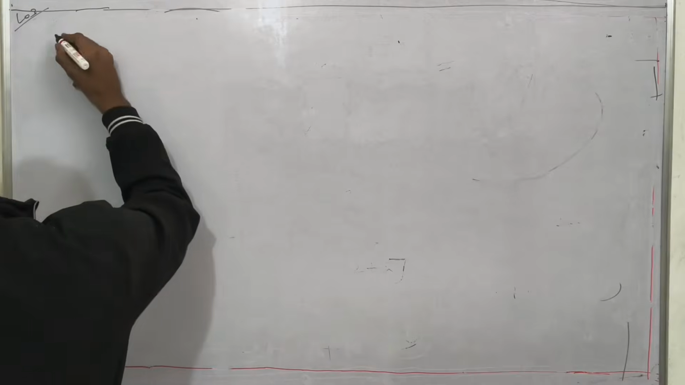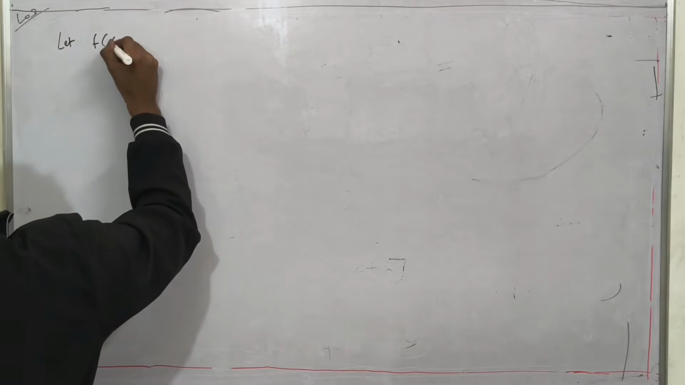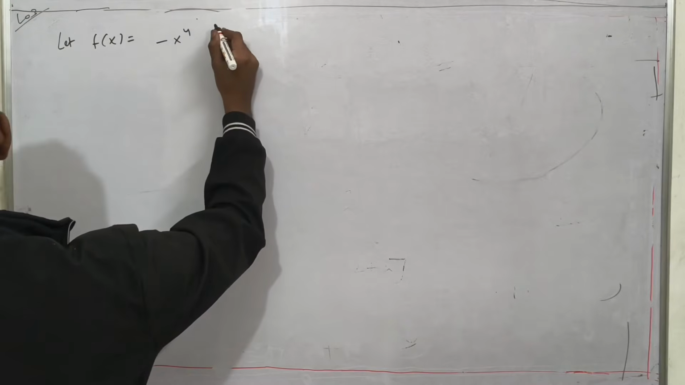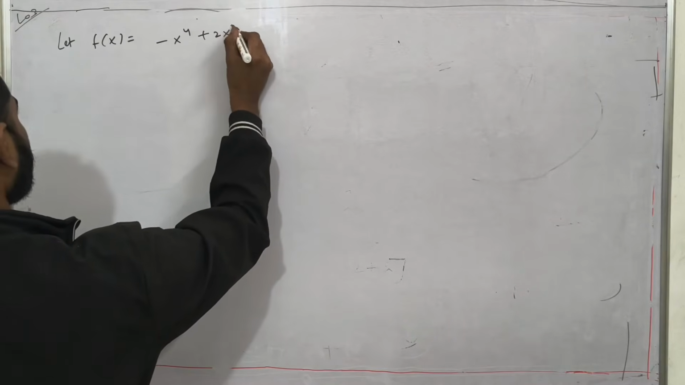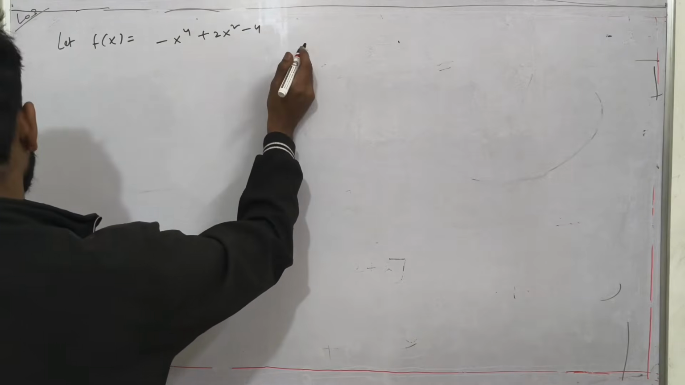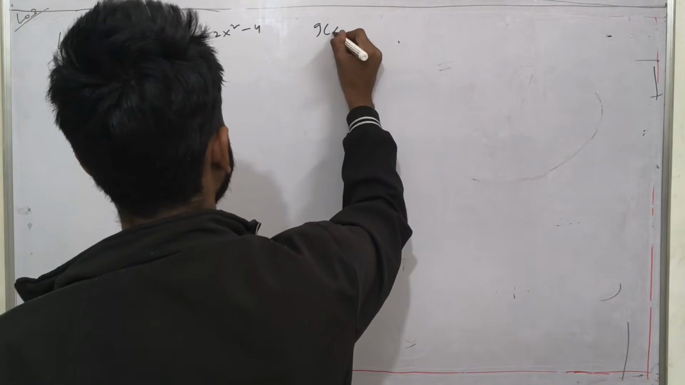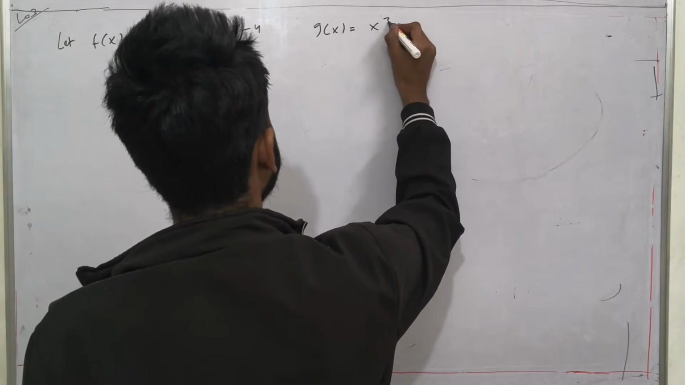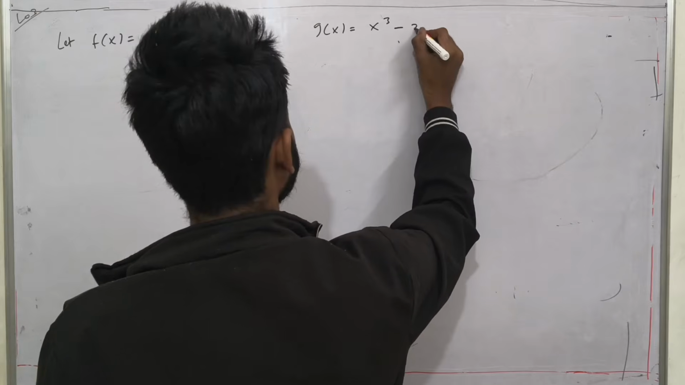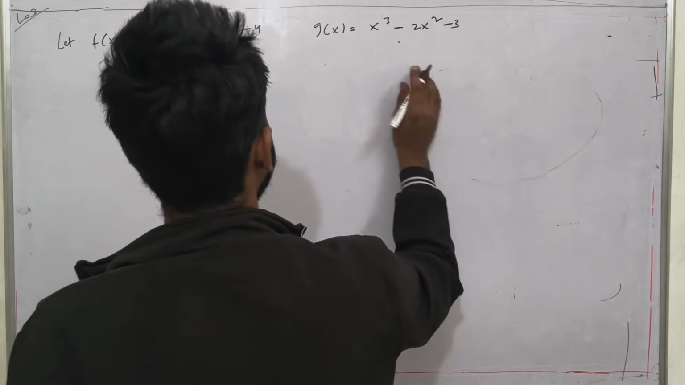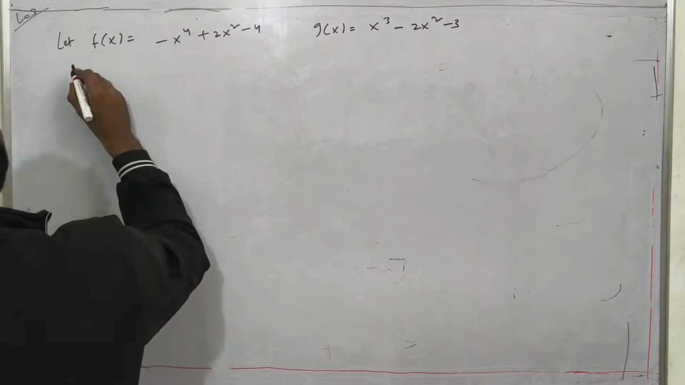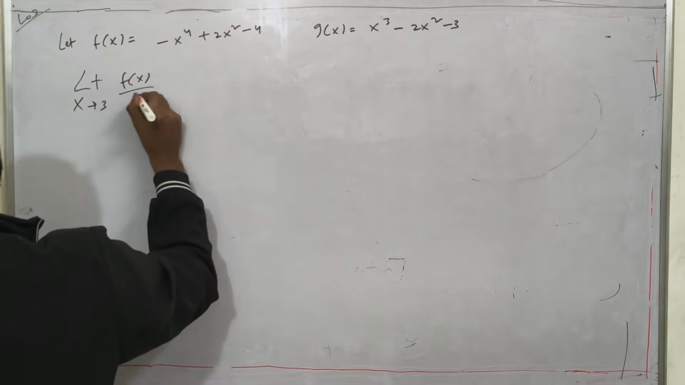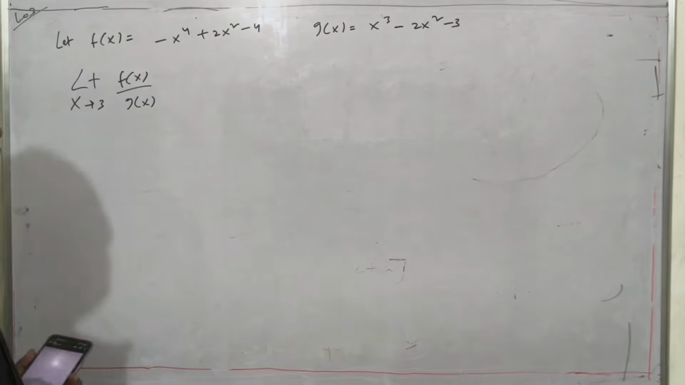Example: let f(x) = -x^4 + 2x^2 - 4 and g(x) = x^3 - 2x^2 - 3. My question is the limit as x tends to 3 of f(x)/g(x).